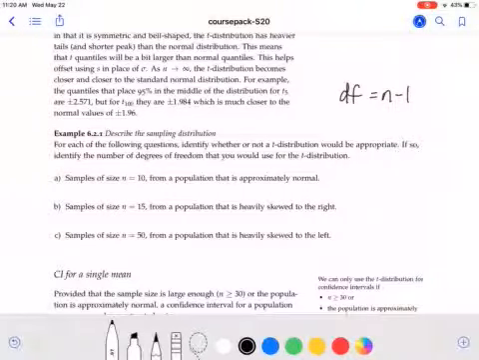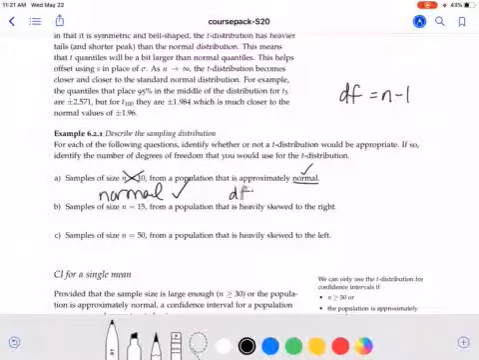So if I have a sample of size 10, that is not big enough, but I am told that my population is normal. So out of those two things, I do have one of them checking out. So yes, we have a normal distribution, so our conditions are met. And so our degrees of freedom would be 10 minus 1, which is 9.